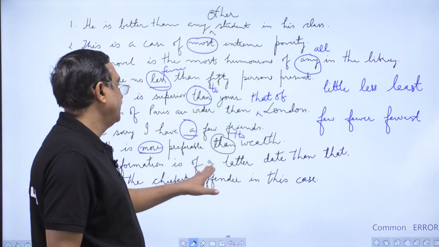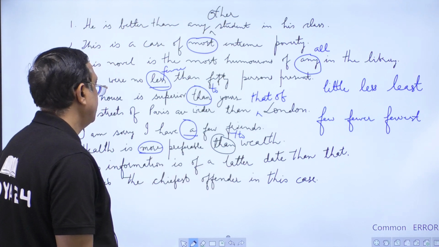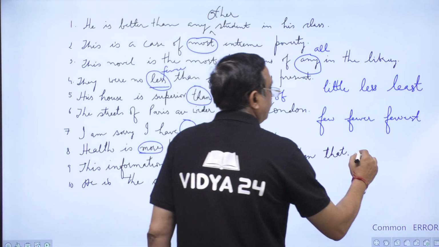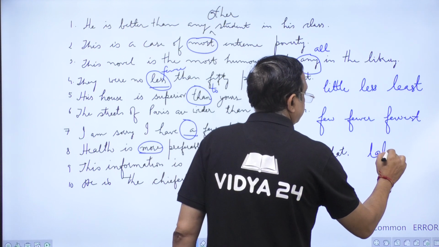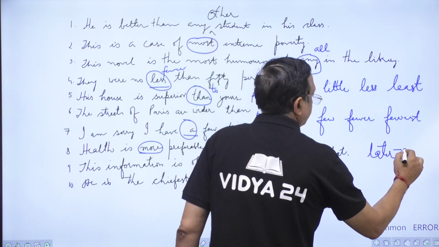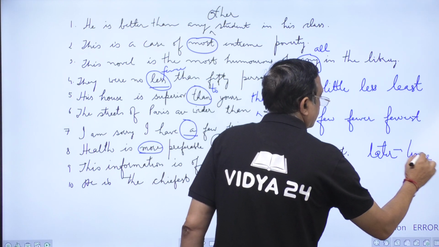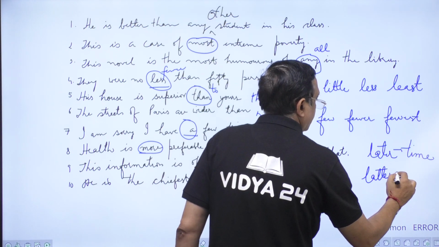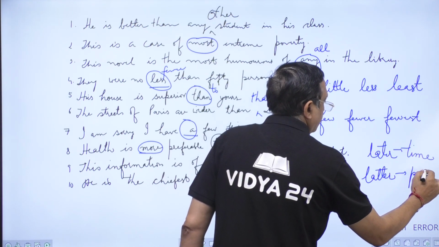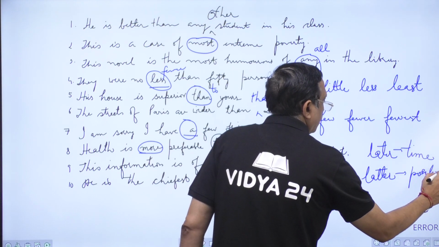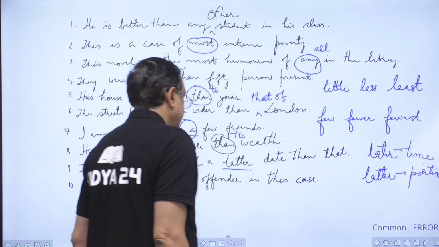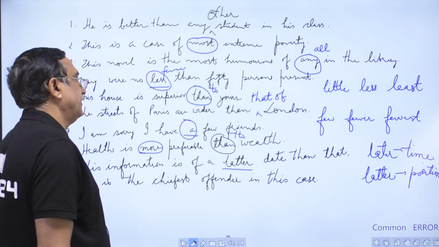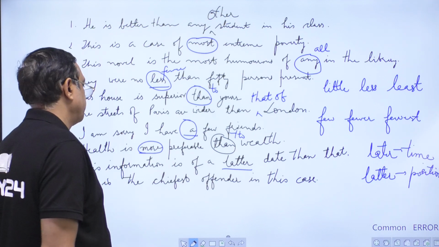This information is of a later date. So here the error is again in the adjective. So later. It should be later. It denotes time. Whereas if it is double T, it denotes position. So this information is of a later date. Single T it should be. It refers to the time.